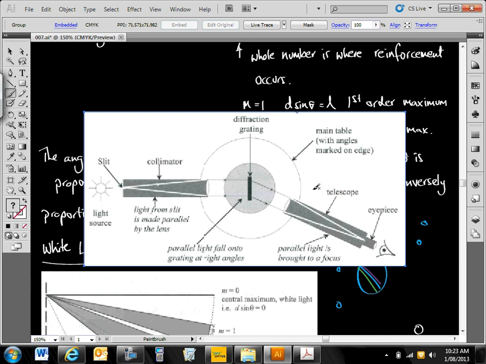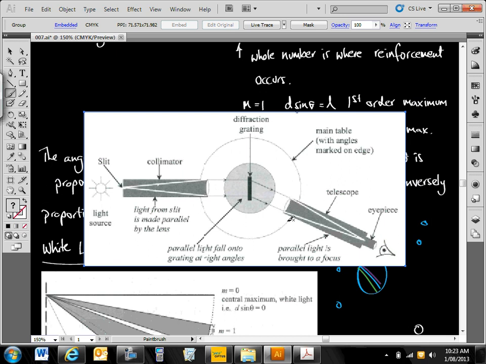first order maximum, isn't it? And that corresponds to what when we're talking about m? Yeah, path difference of 1. And so when we have a path difference of 1 wavelength, then reinforcement occurs. It's where the first order maximum occurs.